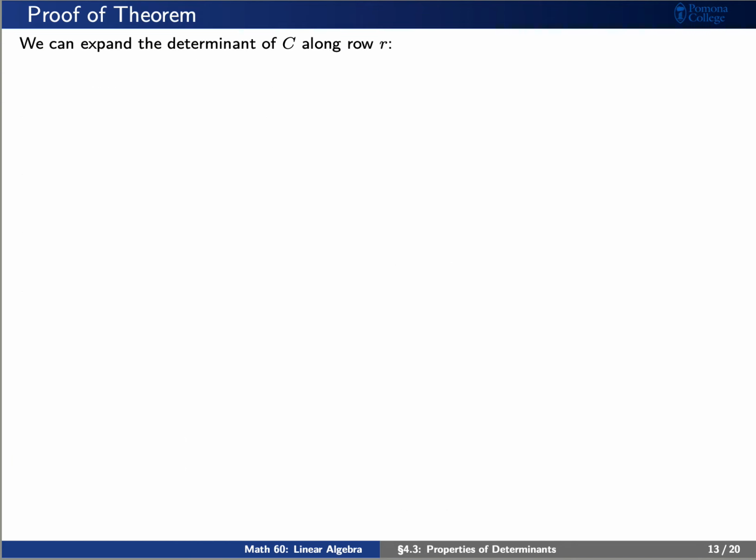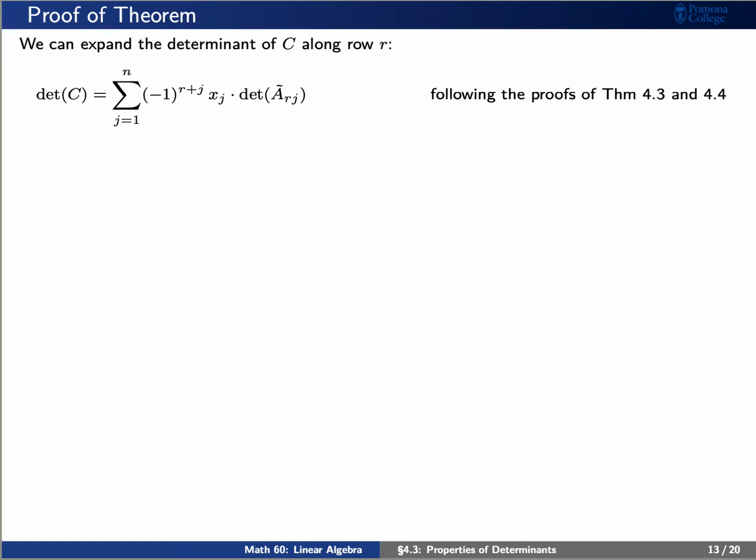We're going to expand the determinant of C along row r. Again, remember that C is obtained from A by replacing row r with this linear combination x. According to the theorem we just explained, we can actually expand along row r to find the determinant as above.